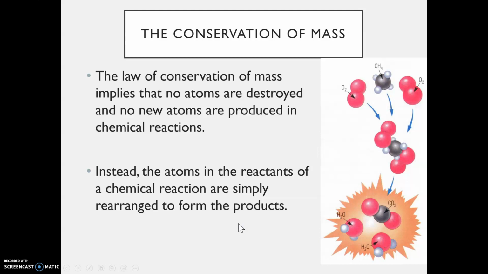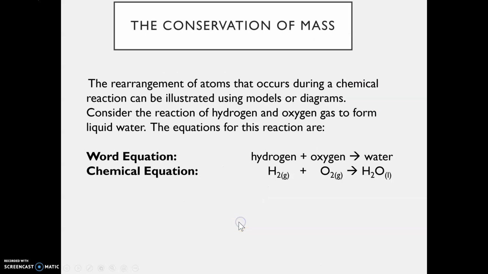The law of conservation of mass implies that no atoms are destroyed and no new atoms are produced in chemical reactions. Instead, the atoms in the reactants of the chemical reaction are simply rearranged to form the products. The rearrangement of atoms that occurs during a chemical reaction can be illustrated using models or diagrams.